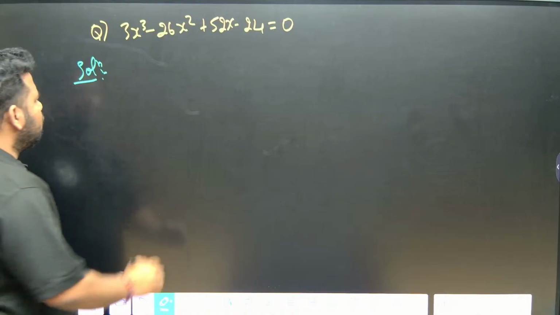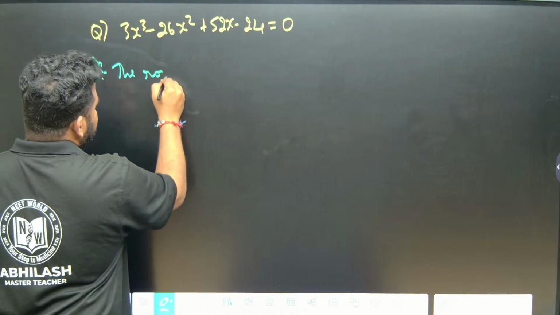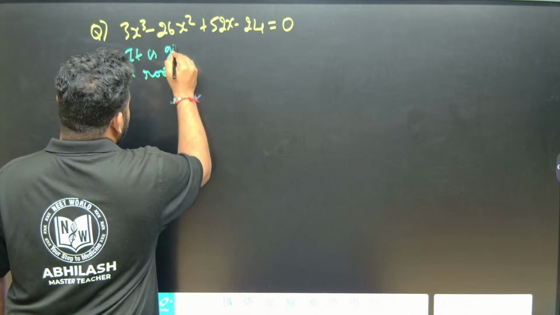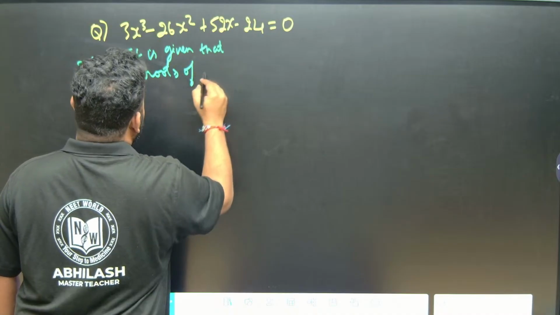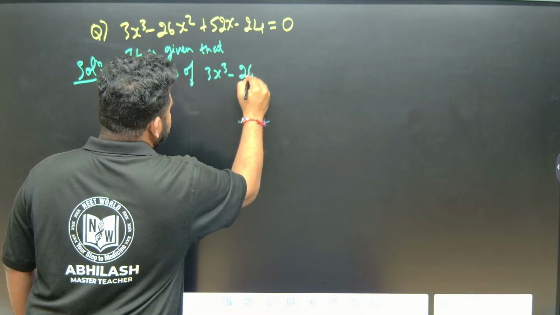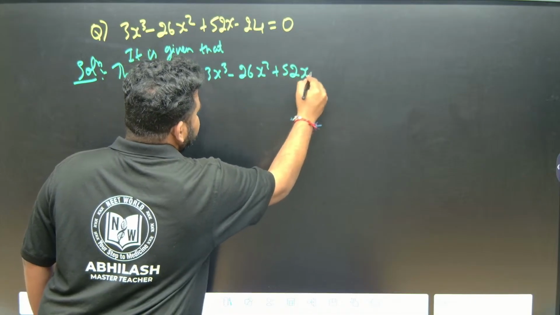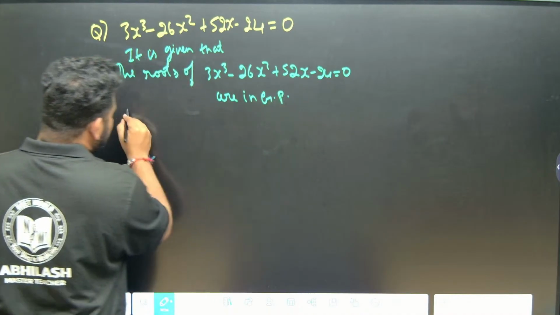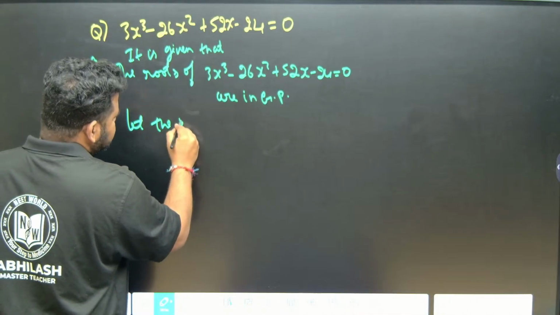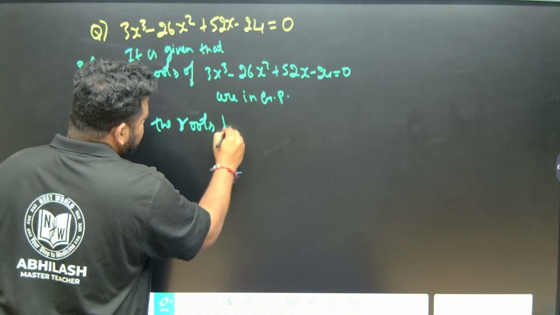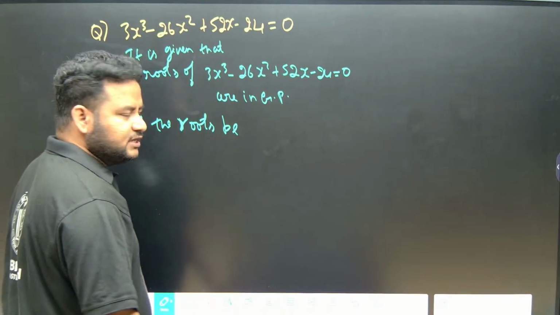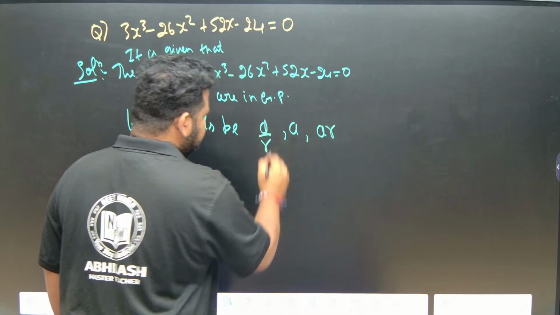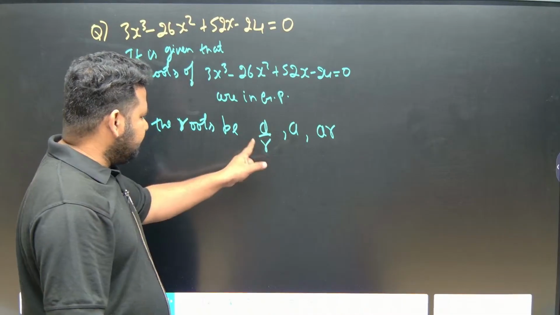They are telling that the roots of 3x cube minus 26x square plus 52x minus 24 equal to 0 are in GP, that is geometric progression. Let the roots be, there are 3 roots, correct? Let the roots be in geometric progression, with common ratio R, so the roots will be A by R, A, and AR.